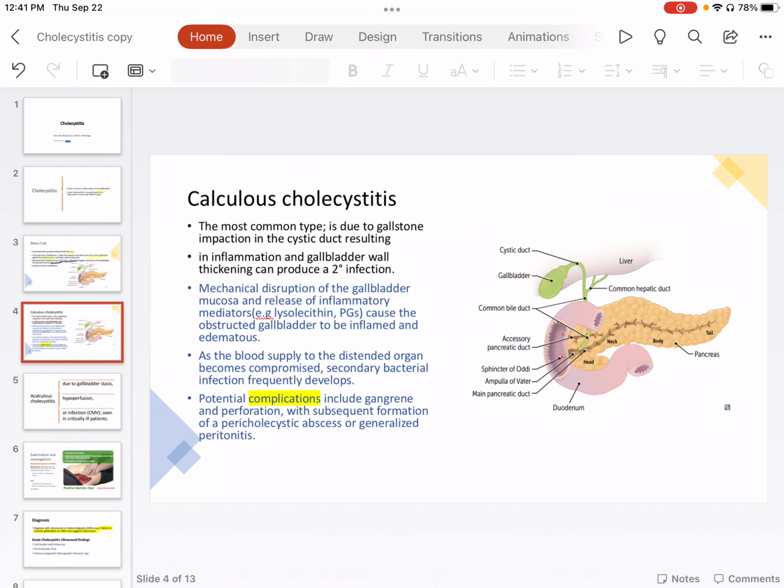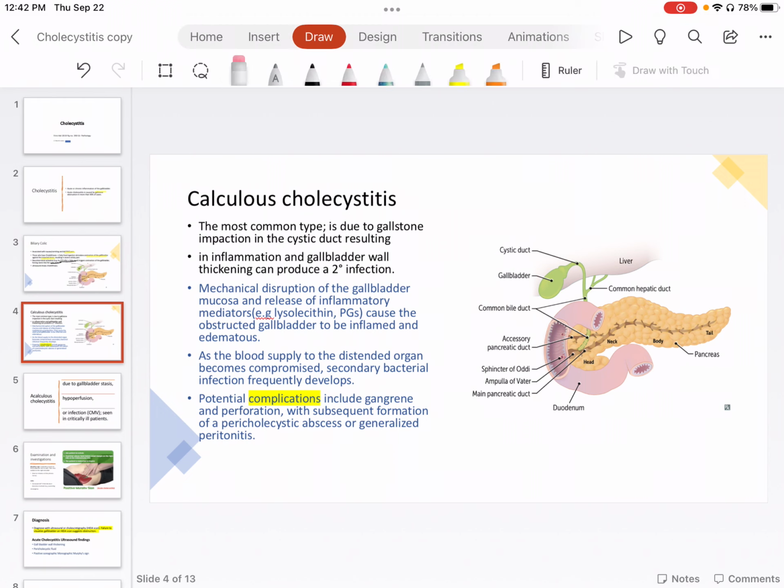Then calculous cholecystitis. This is exactly what we're talking about. This is the most common type, due to a gallstone obstructing the cystic duct, resulting in inflammation and gallbladder wall thickening, and it can produce a secondary infection. So what's going on? It is causing colicky pain. Why is it causing colicky pain? Because the gallbladder has bile in there and there is biliary stasis. The bile doesn't have any room to go out. It is stuck there, which is causing inflammation of the gallbladder.